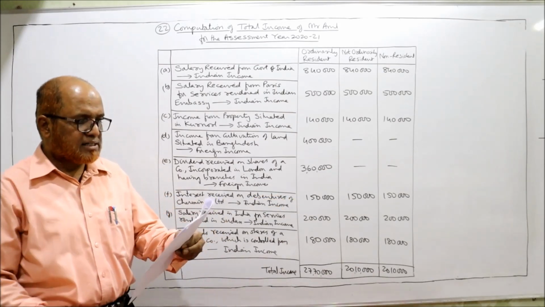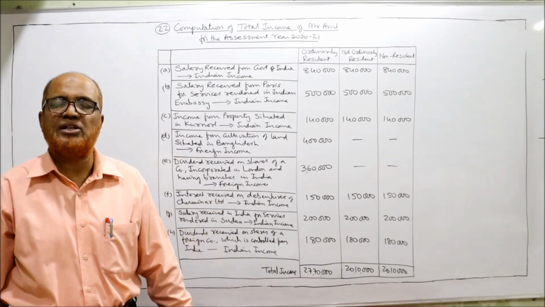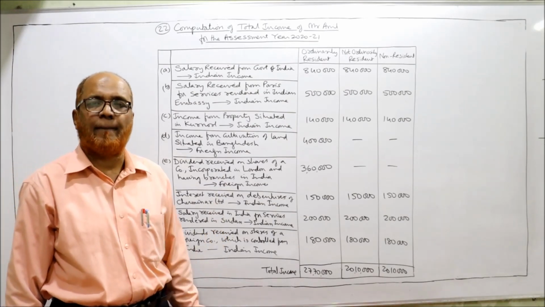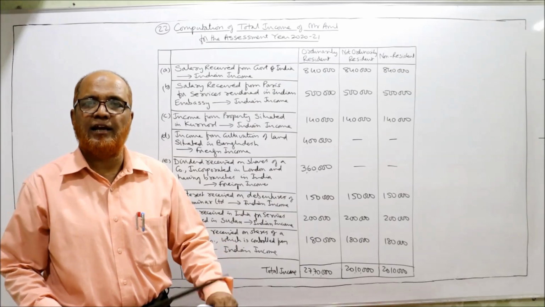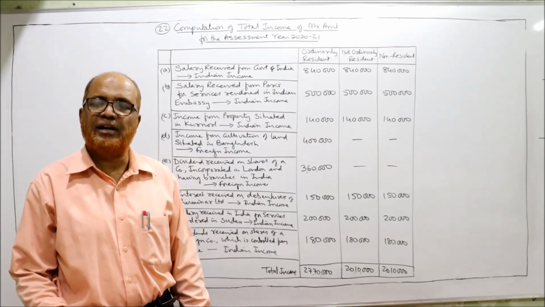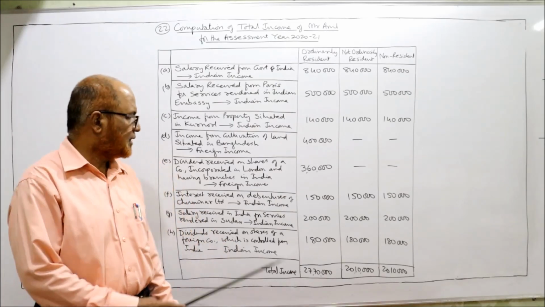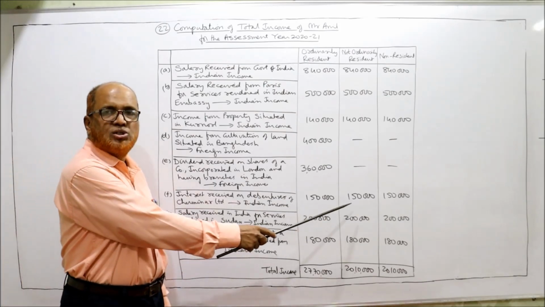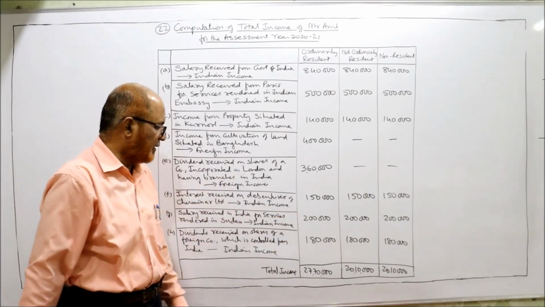Next one, interest received 1,50,000 on the debenture of Charminar Limited, India. So company is in India. So any interest received from Indian company is an Indian income. So Indian income taxable in the hands of all, 1,50,000, 1,50,000, 1,50,000.